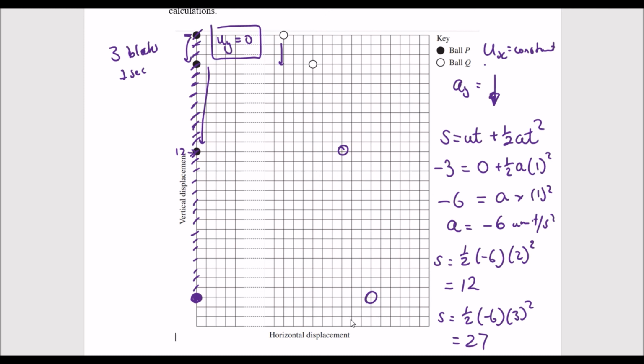So the key method is just to understand when solving projectile motion, you do have to look at the horizontal motion and the vertical motion, as they are independent of each other.